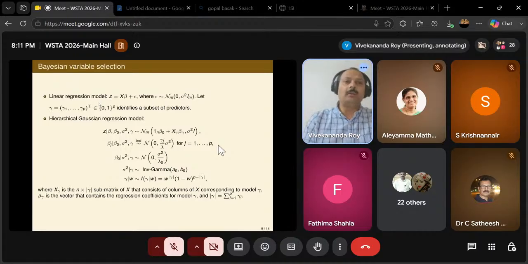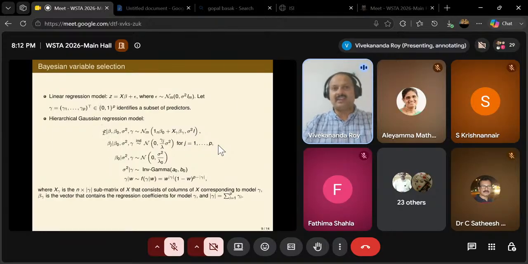So we introduce this gamma. It's a p-dimensional vector. Remember, I have n observations and p variables, and I want to understand which variables are important. So I introduce this p-dimensional indicator vector, where each coordinate of gamma is either 1 or 0. They're all indicators: 1 indicates that the variable is important, 0 means it is not important. With this indicator variable gamma, the classical hierarchical Gaussian regression model goes like this.